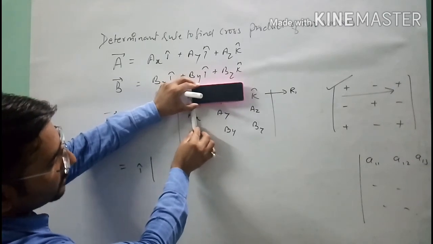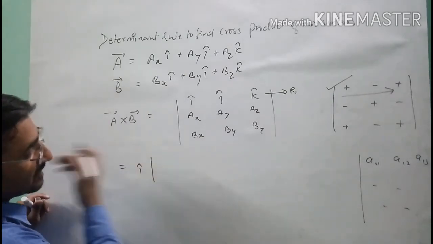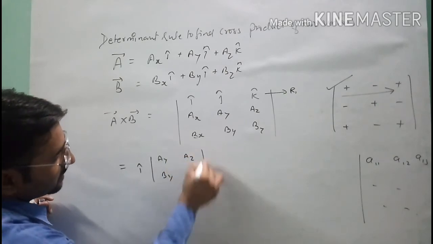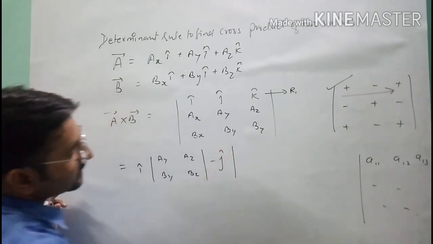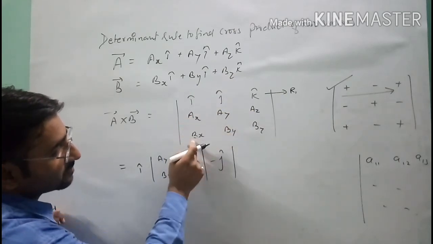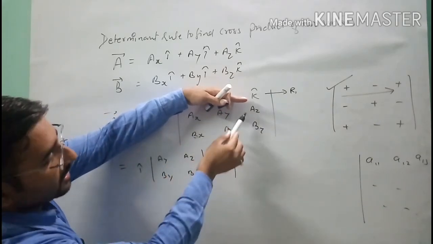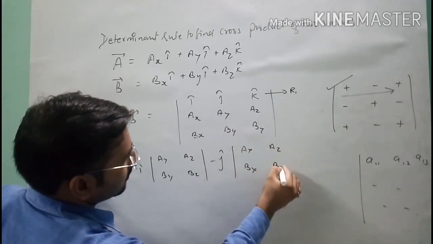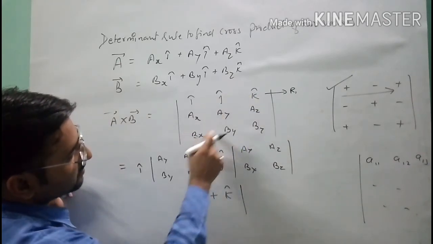What is the remaining part in front of you? AY, BY, AZ, BZ. These are called the minor for this matrix. So AY, BY, AZ and BZ. After that, I will use this negative sign, J cap. Then once again J cap is the element of first row and second column. You can hide this one, first row second column, and the remaining part is AX, BX and AZ, BZ. Point is clear? After that K cap, this one holds AX, BX, AY, BY.